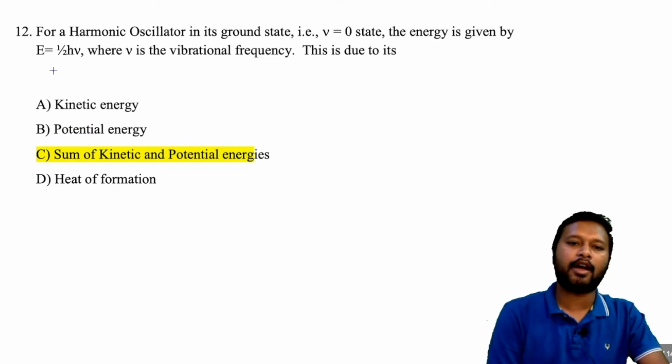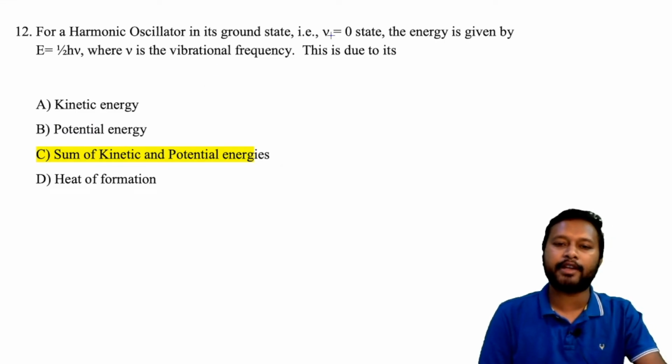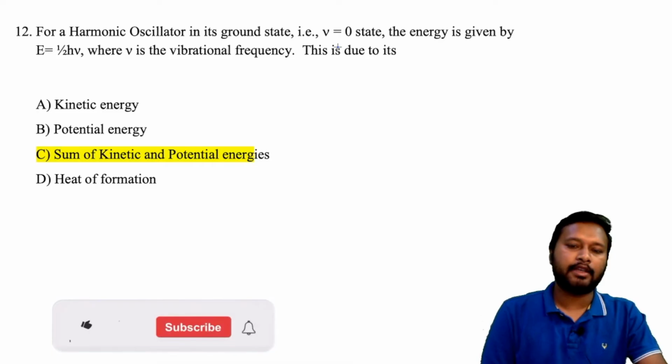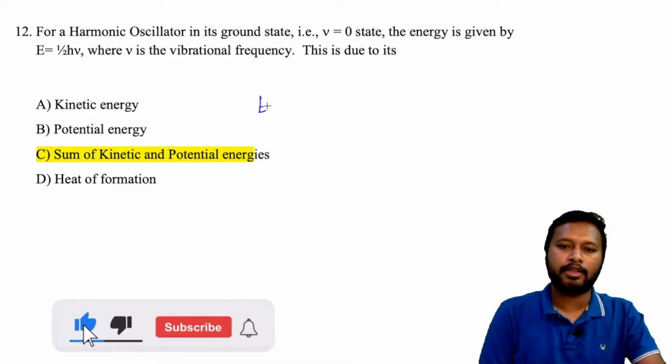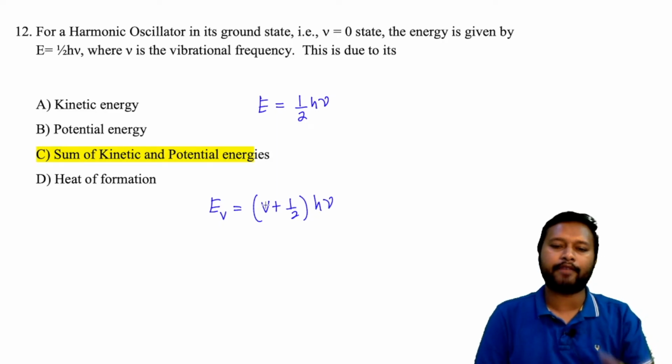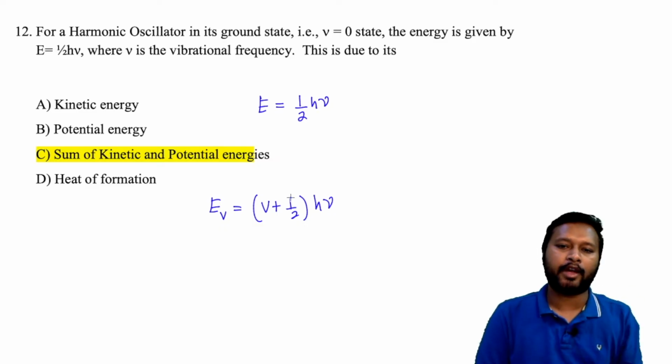It says that for a harmonic oscillator in its ground state, that is when V equals 0, the energy is given by E equals half h nu, where nu is the vibrational frequency. That's what is given to you. You know that for the harmonic oscillator, the energy in the Vth state is given by (V plus half) h nu. This is the formula, and for the ground state V equals 0, so it becomes half h nu. So why is it so?